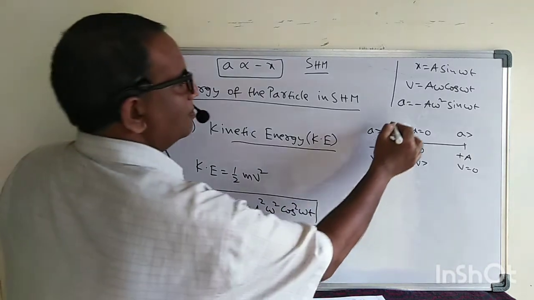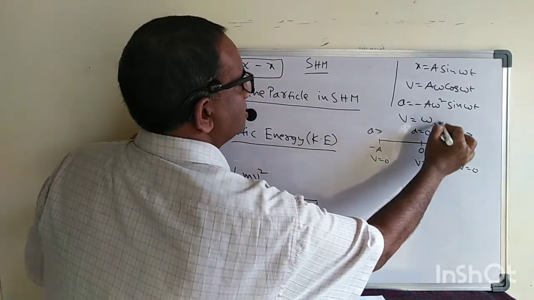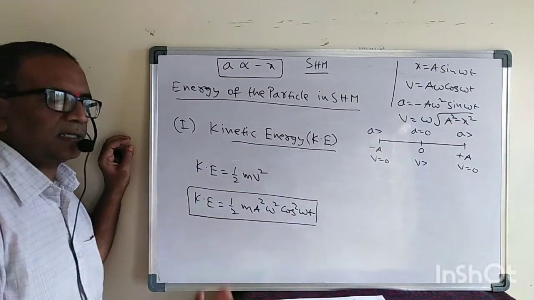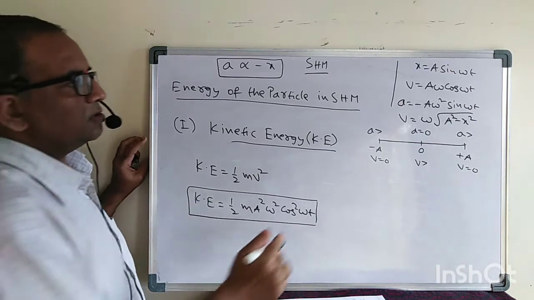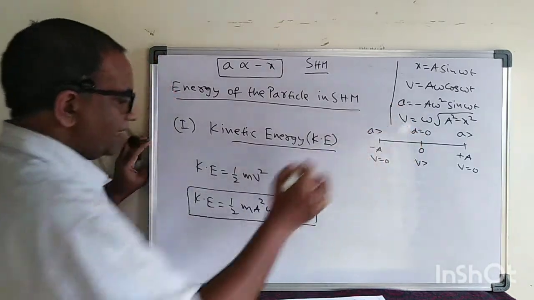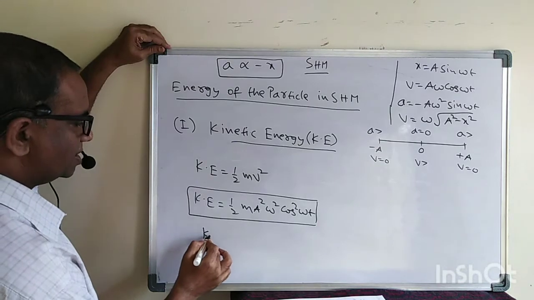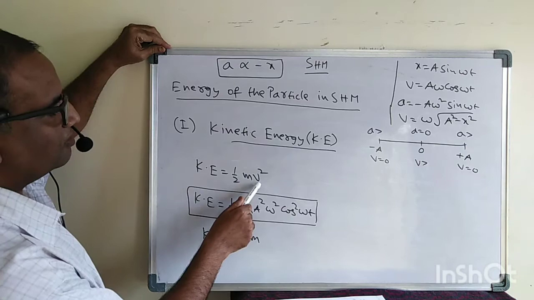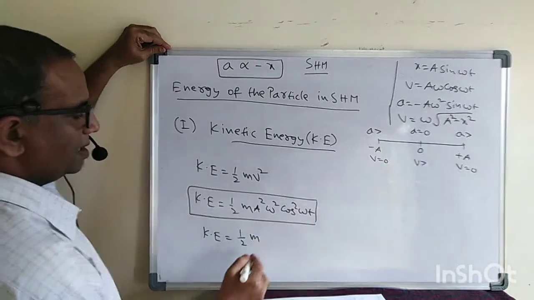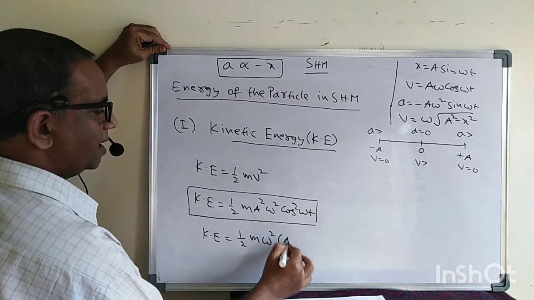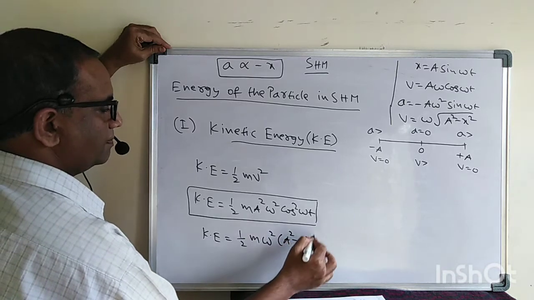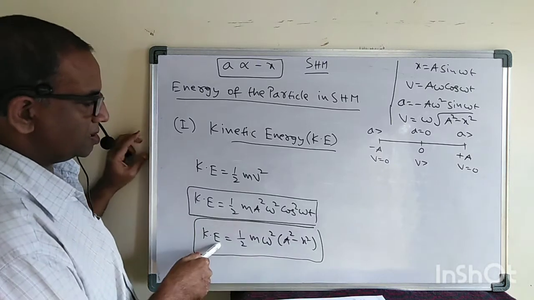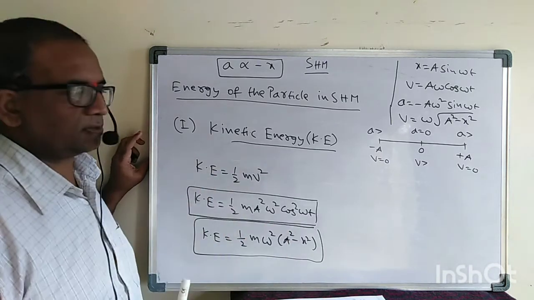We also have velocity is equal to omega root a square minus x square. Either x or y, that's not the case; you can use anything. If I substitute here, the kinetic energy is equal to half m, and in the place of velocity I substitute this, so I get omega square into a square minus x square. In terms of displacement you can use this, and in terms of time you can use the other one.